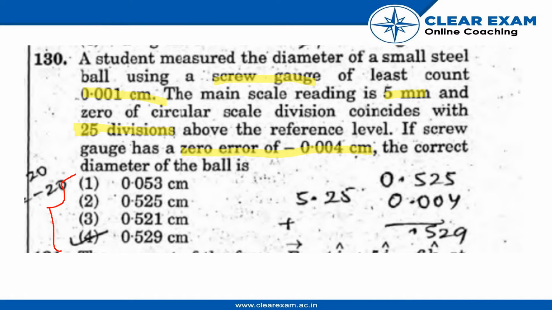As we know the formula, the diameter of the ball will be equal to MSR plus CSR into least count minus zero error.